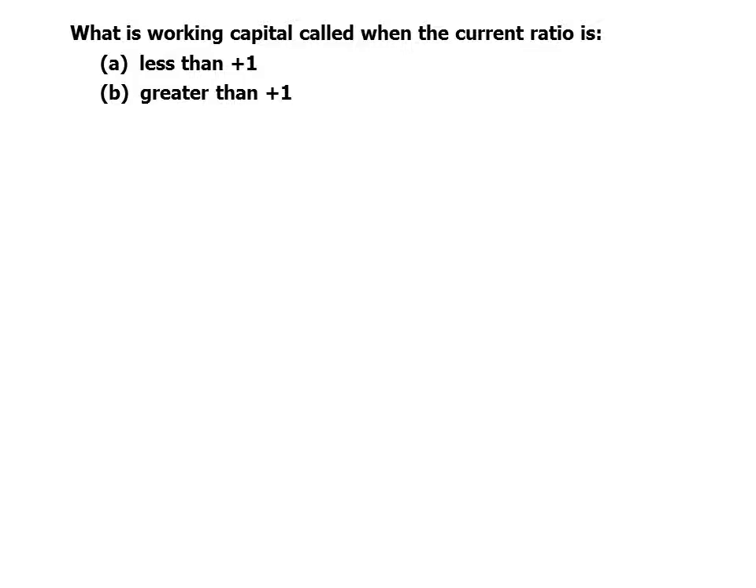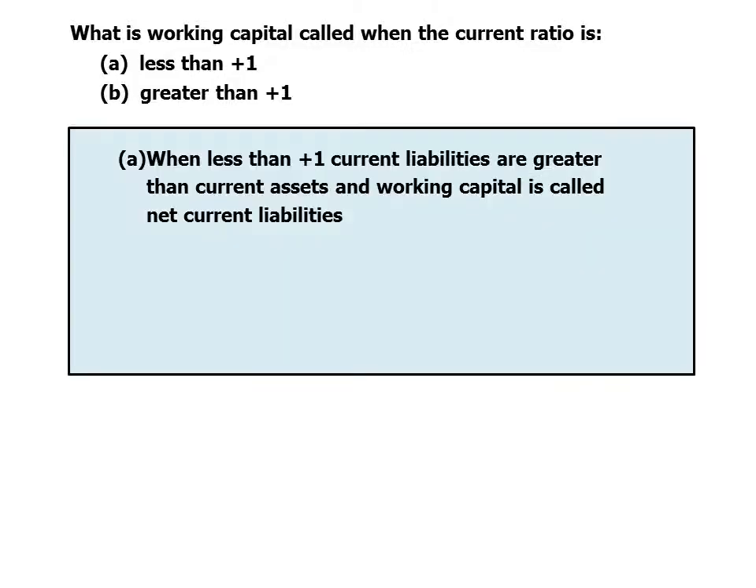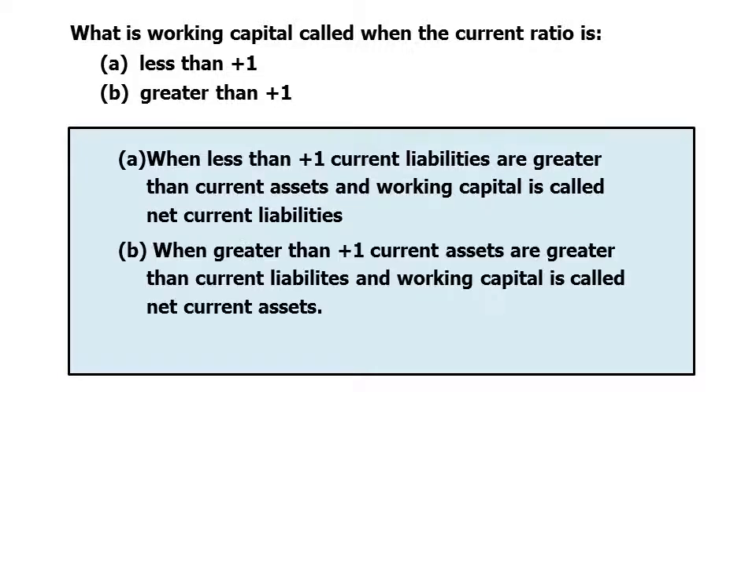What is working capital called when the current ratio is A less than 1 and B greater than 1? So, if the current ratio is less than 1, this implies that current liabilities are greater than current assets, and by convention, working capital is called net current liabilities. And secondly, when the current ratio is greater than 1, this means that current assets are greater than current liabilities, and in this case, working capital is called net current assets.